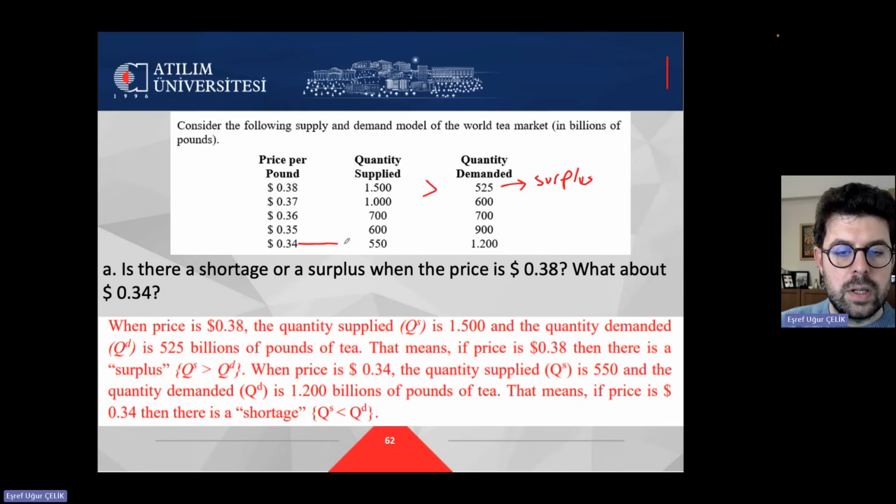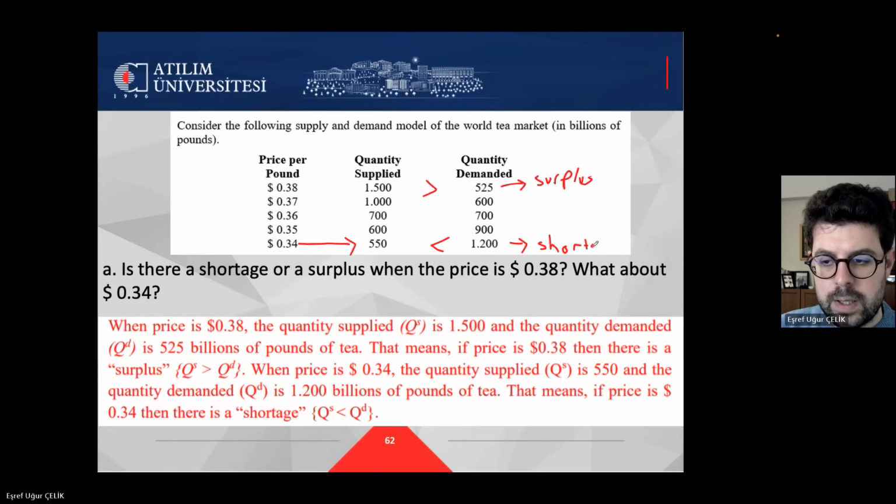What about the one over here? This time you see the quantity demanded is greater than the quantity supplied. So this is called a shortage or excess demand. I'm going to write the detail over here. You can also check it.